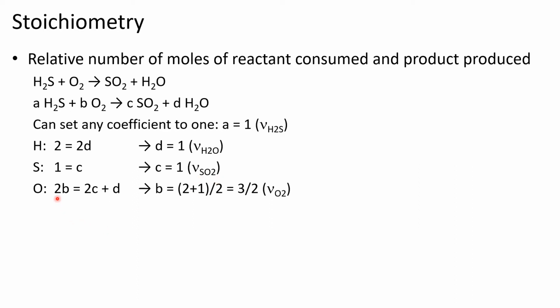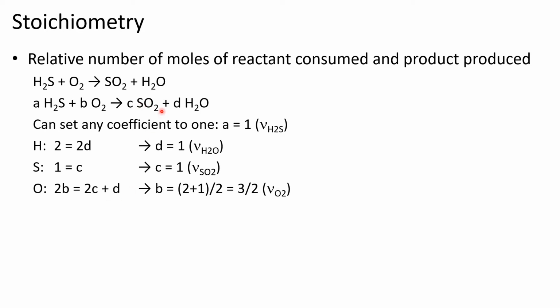The balance we're going to do for oxygen is a little more complex. If we look at the left-hand side for the reactants, what we see is that there are 2 atoms of oxygen in each molecule of oxygen, and therefore the number of atoms that participate is going to be 2 times B, the stoichiometric coefficient for the oxygen molecule. We're going to set that equal to the oxygen that appears in the products.